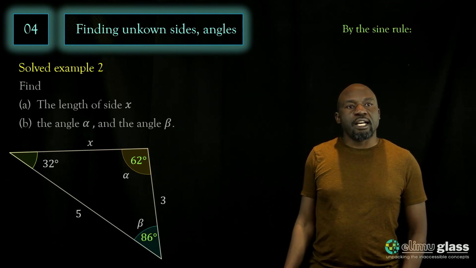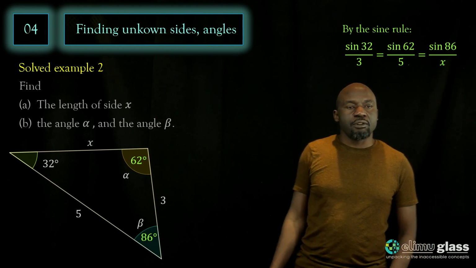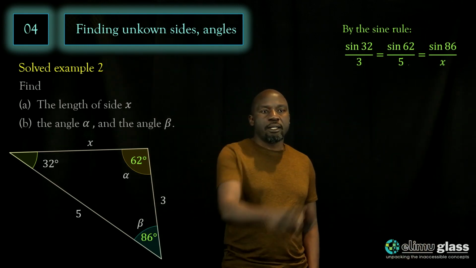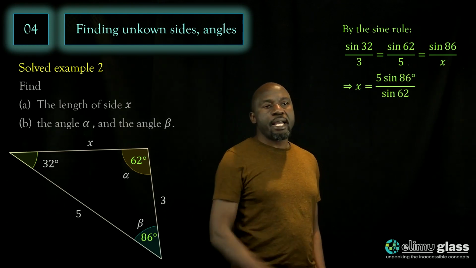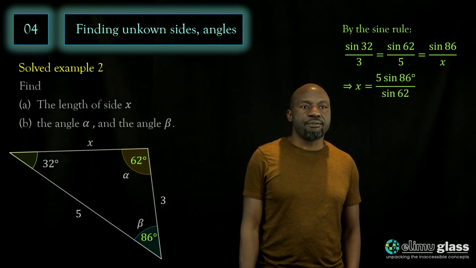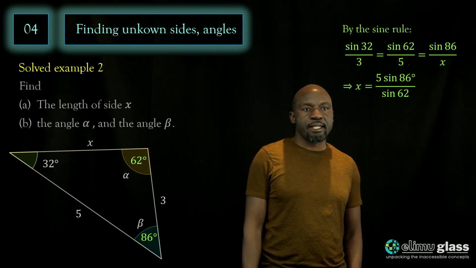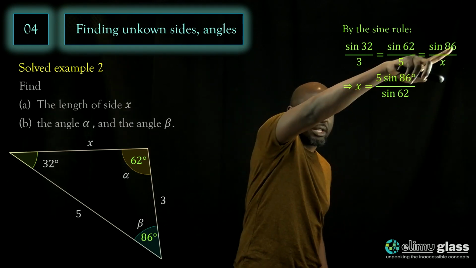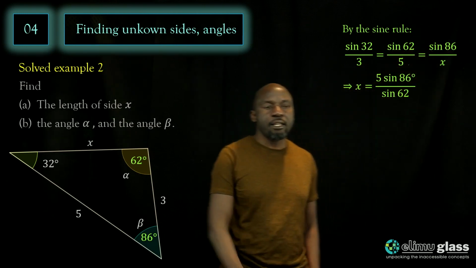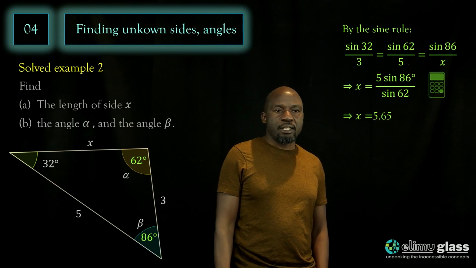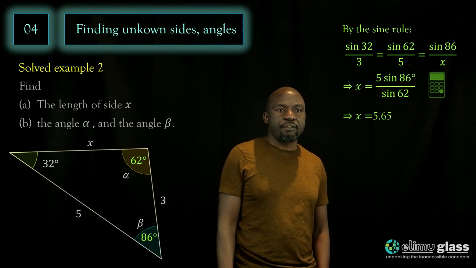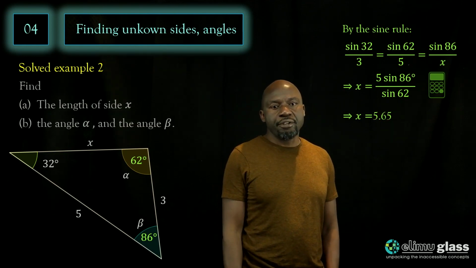All right, so the last part is by sine rule. Now we know that angle there is 86. If we make x the subject of the formula, we have 5 sine 86 divided by sine 62. We are looking at the second two fractions, or two ratios, and if we use a calculator for that, it gives us the length of side x as 5.65 units.